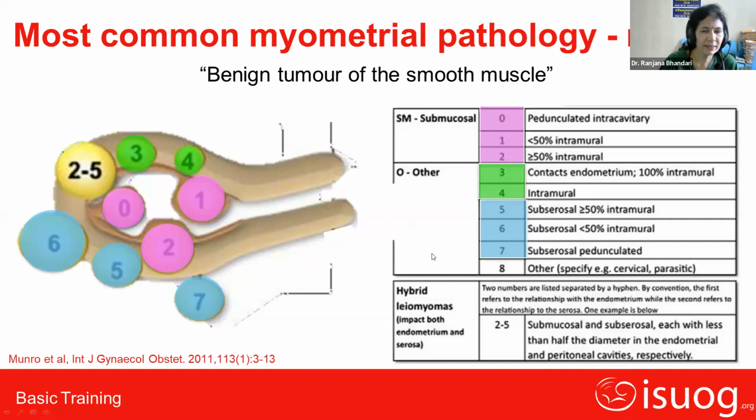There is another variety, that is number 8. Number 8 signifies our cervical myoma, broad ligament myoma or parasitic myoma. Those cases are very few in number, but still they have classified it as number 8. Now, another important point is hybrid leiomyoma. They also say it as pan-leiomyoma or global leiomyoma. That shows the leiomyoma is having the inner side towards the endometrial cavity and the outer part towards the serosal cavity.